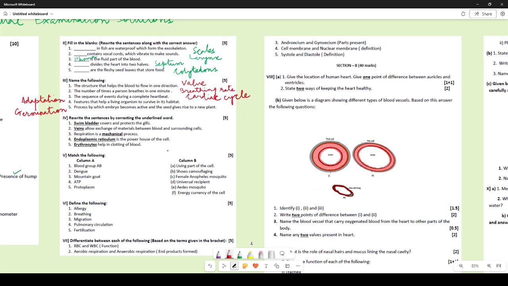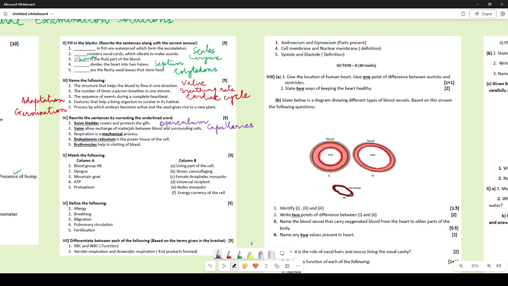Now let us check the correct these following sentences. Swim bladder covers and protects the gills. No, it is not the swim bladder. It is operculum. Veins allow exchange of materials between blood and surrounding cells. No, it is capillaries.